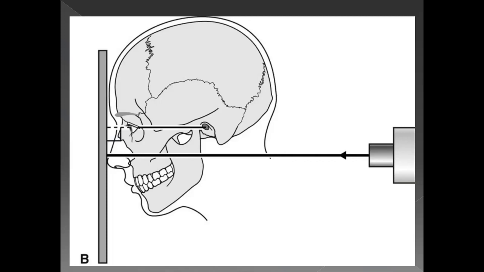It's taken in pretty much the same view as the PA skull. However, you will note that the X-ray tube is now placed quite inferiorly, and it is fired through the cervical spine and the midpoint of the ramus. The patient position for this X-ray is something that remains somewhat the same as the PA skull.